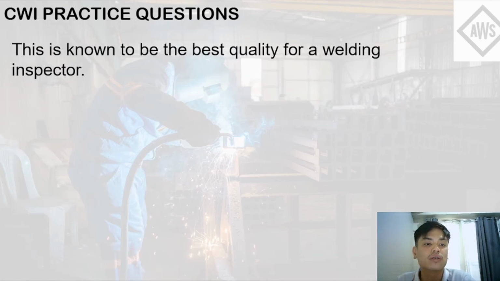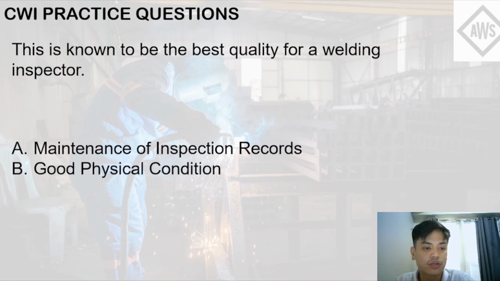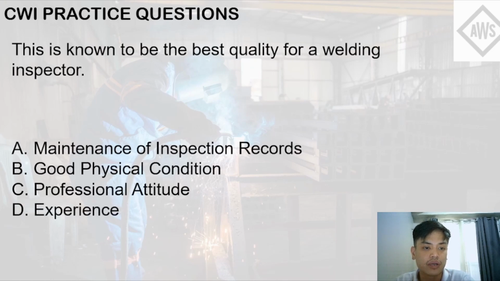So next question is, this is known to be the best quality for a welding inspector. A, maintenance of inspection records. B, good physical condition. C, professional attitude. D, experience. Basically, all of these qualities of a welding inspector are good. So what is the best amongst all of them? Letter A, maintenance of inspection records.